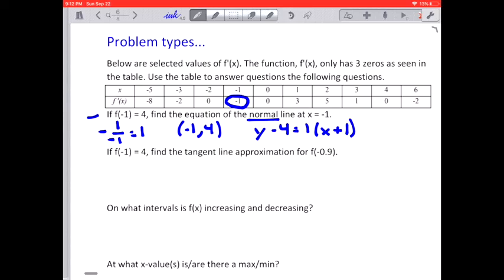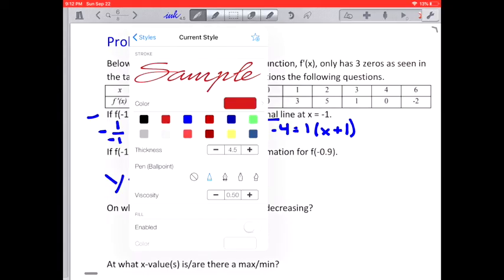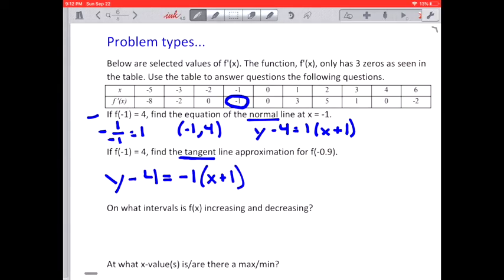For the second problem, it says find the equation of the tangent line and use that to find an approximation at a point. So I'm going to use the same exact equation I wrote above, except instead of 1 for my slope, I'm going to use the negative 1 that I got from the table, because I'm going to use the tangent line, not the normal line, to approximate the value. So, in order to compute this approximation, I need to plug negative 0.9 into my tangent line approximation.